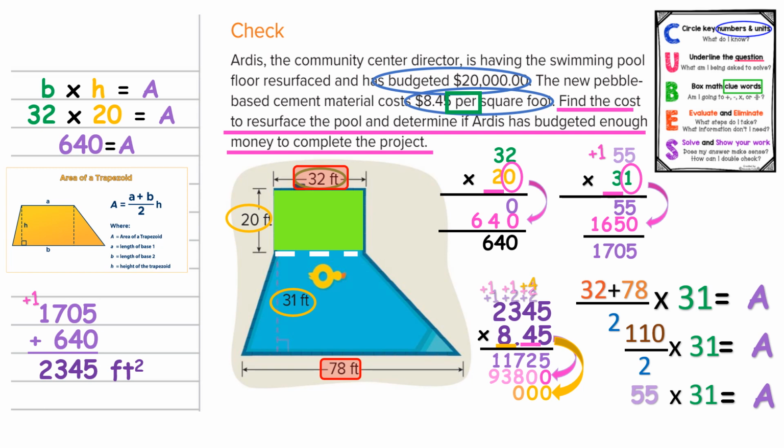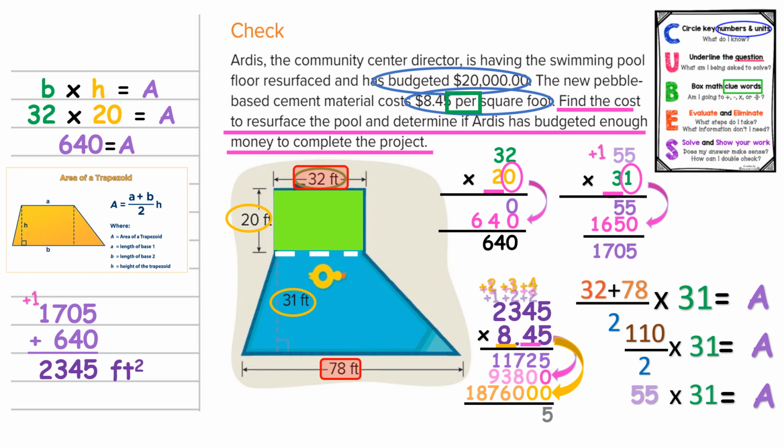8 times 5 is 40, put down my 0, carry a 4. 8 times 4 is 32, plus 4 is 36, carry my 3. 8 times 3 is 24, plus 3 is 27, put down my 7, carry a 2. And 8 times 2 is 16, plus 2 is 18. A lot of math. Now we add those together.